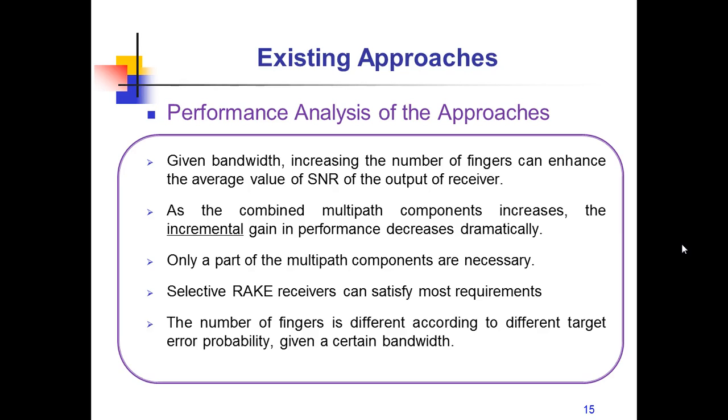Now let's see the rough analysis of these approaches. First, given a bandwidth, increasing the number of fingers can enhance the average value of SNR. That is also intuitive, because more fingers can introduce more diversity, but as the number becomes large, the incremental gain in SNR is decreasing. The reason is that most energy is concentrated in a few multipath components, and the rest of them do not have much contribution to the performance. In fact, selective rake receivers can satisfy most requirements and can be implemented according to specific needs.